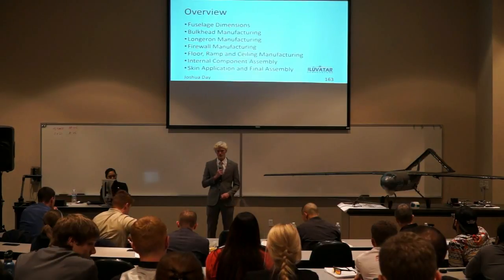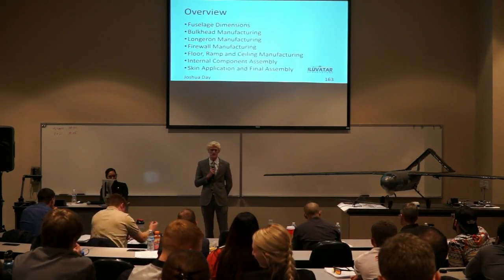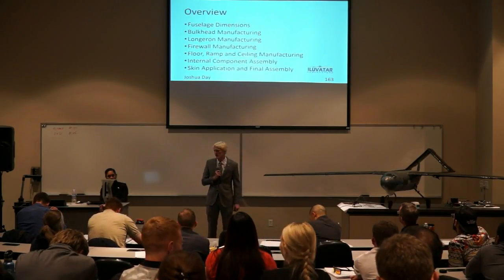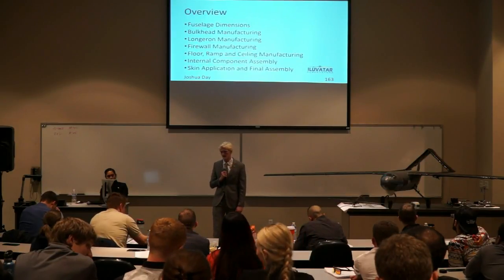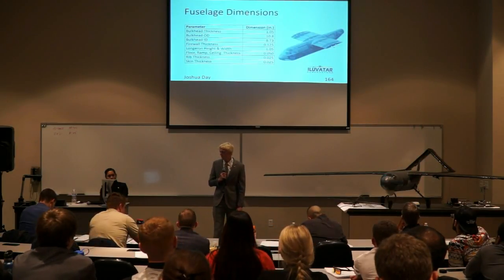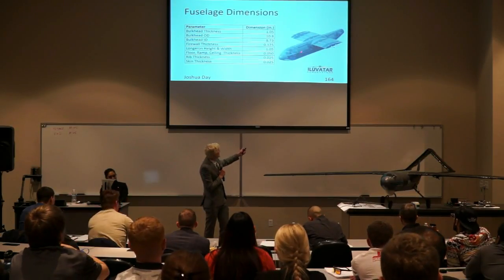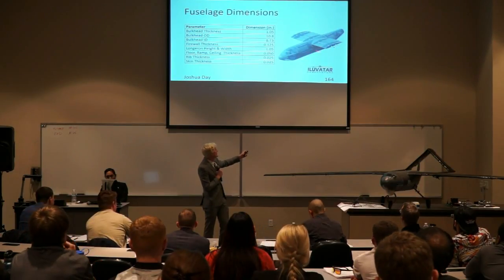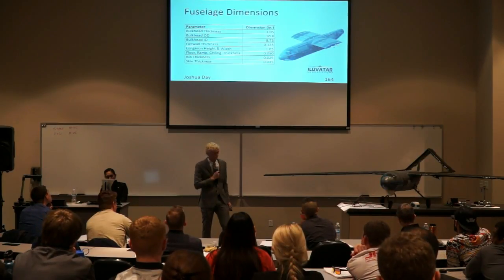The fuselage was manufactured by creating the bulkheads, the longerons, the firewall, the floor ramp, and ceiling, and then applying the internal components and the skin. Here are the fuselage dimensions that we used, and you can see here the bulkheads within our fuselage, as well as the wing sections that were attached to our fuselage and the ceiling that is inside of our nose cone.